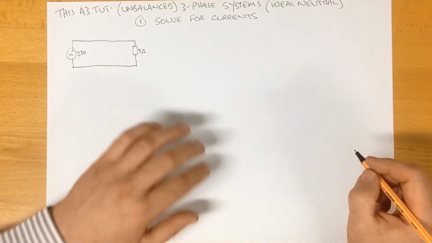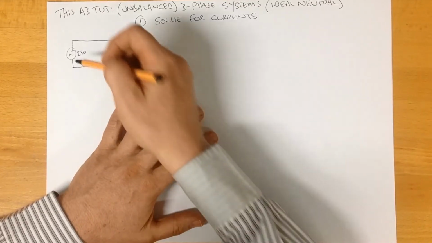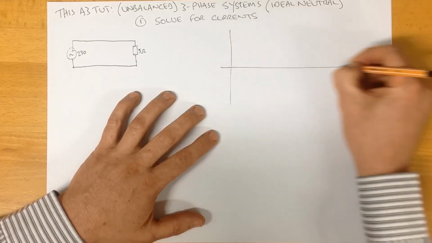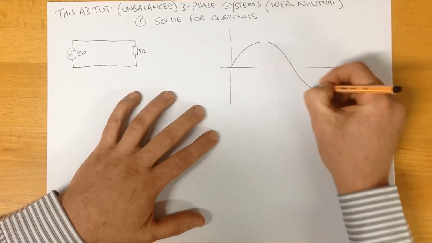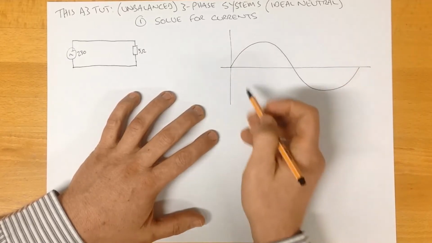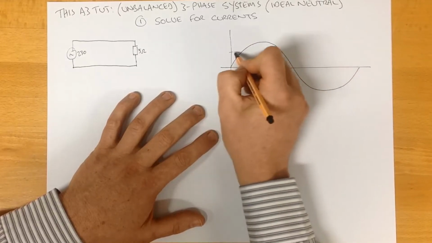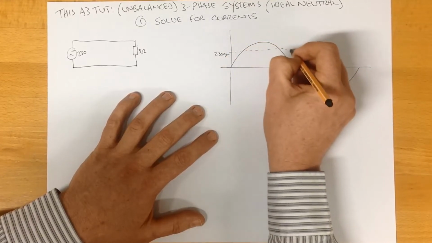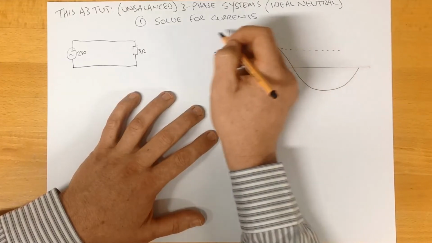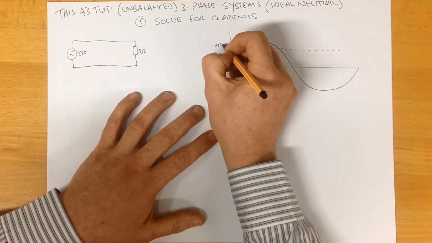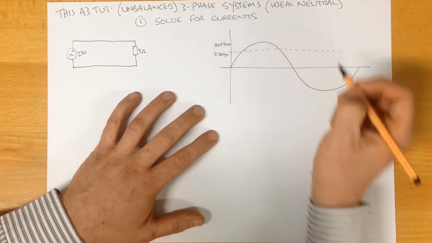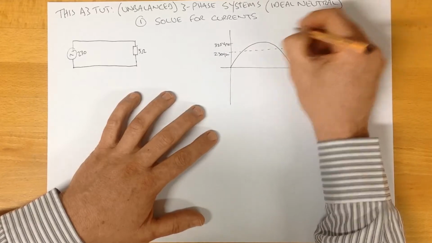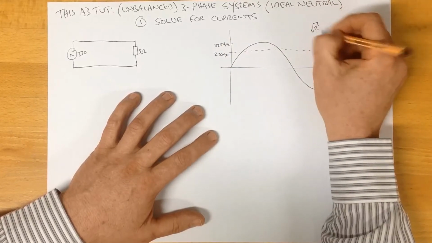Now, the voltage, the AC waveform here is a sine wave. And as I've just said, it's got an RMS voltage of 230 volts RMS. And that means the peak voltage is 325 volts, bearing in mind that the relationship between those two is root 2.